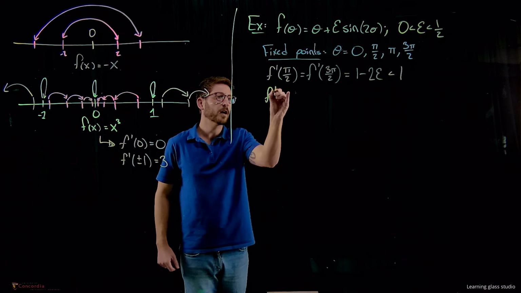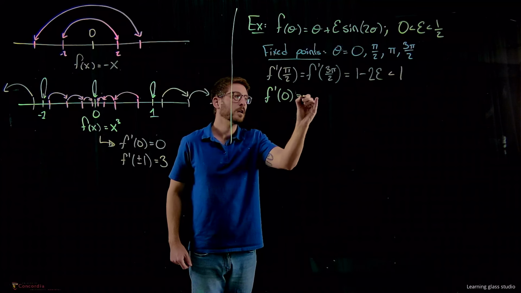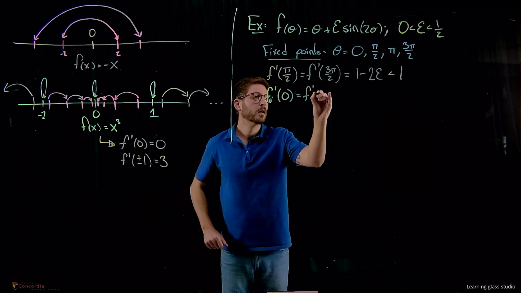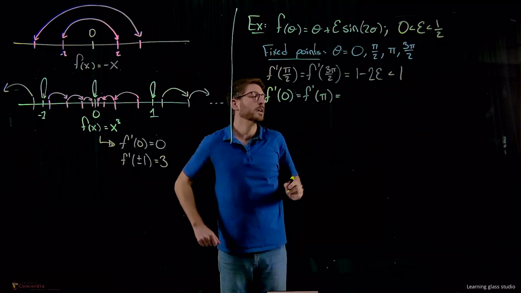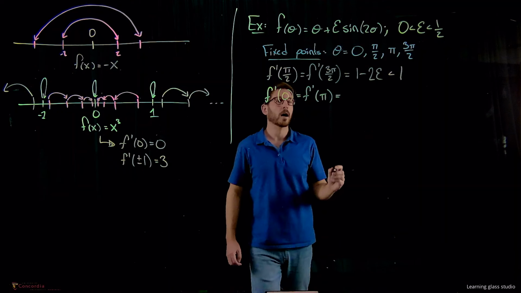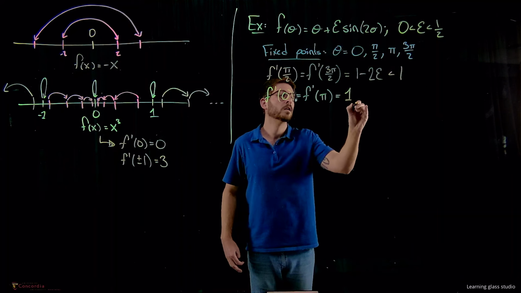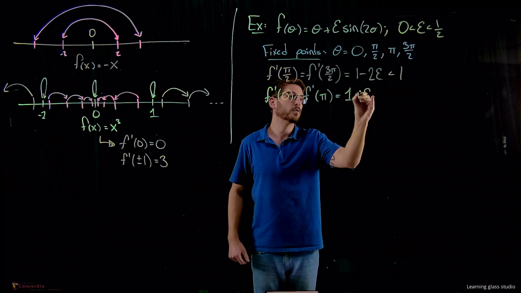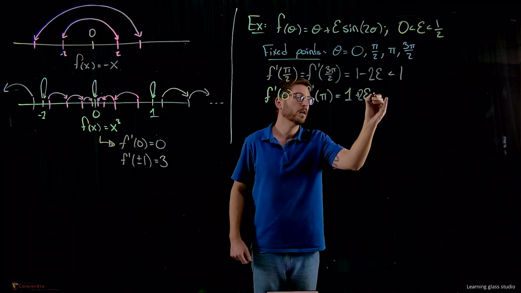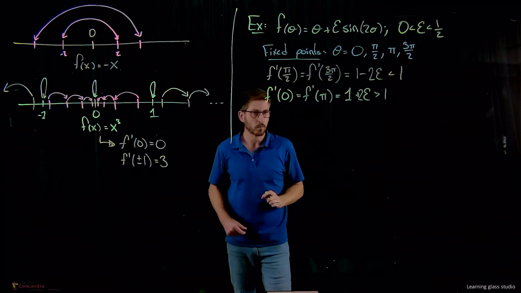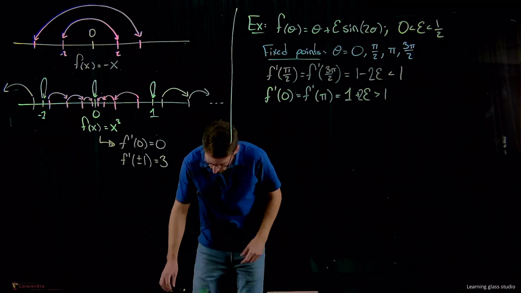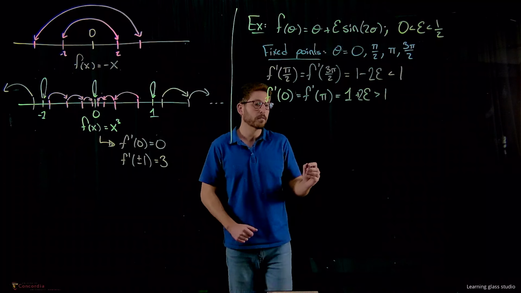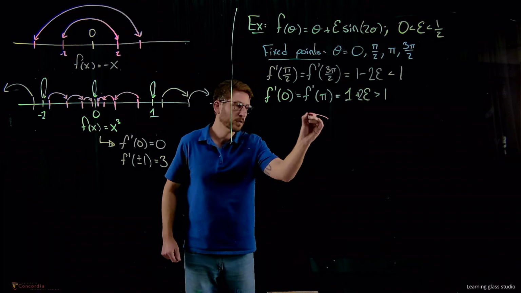Whereas f prime of 0 and f prime of pi, in this case, is equal to 1 plus 2 epsilon, which in our case is bigger than 1, which tells us that we should be moving away. So what we can do is we can do a visual representation of this.